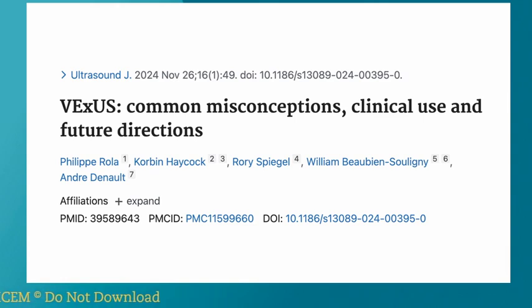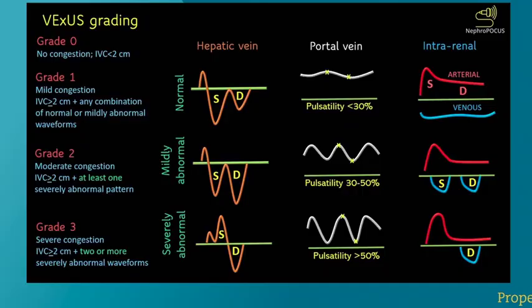And obviously then, the next level would be venous access ultrasound. It's a concept that is now being widely taught. There are many misconceptions, but the VExUS score, as you probably know, is based on the hepatic vein, portal vein, and intrarenal vein characterization. You can see the components of the score here. Basically, as the grades go up, it's indicative of increased pressure and therefore possibly decreased perfusion on the right side.